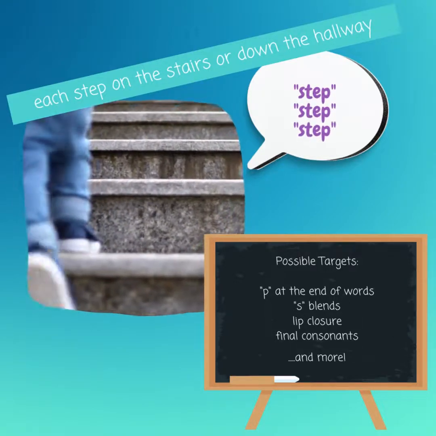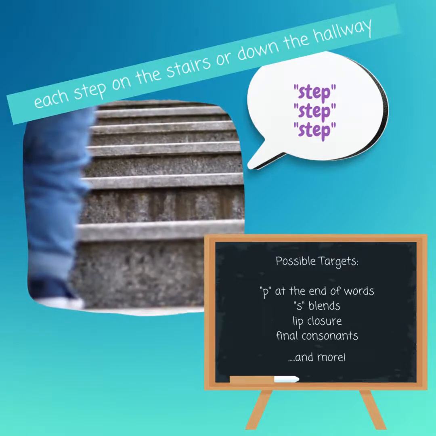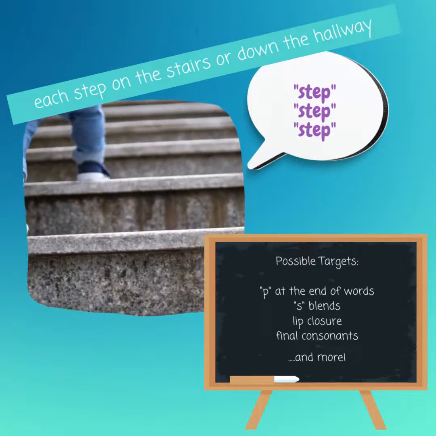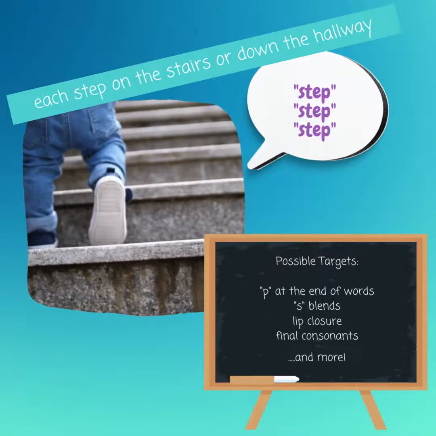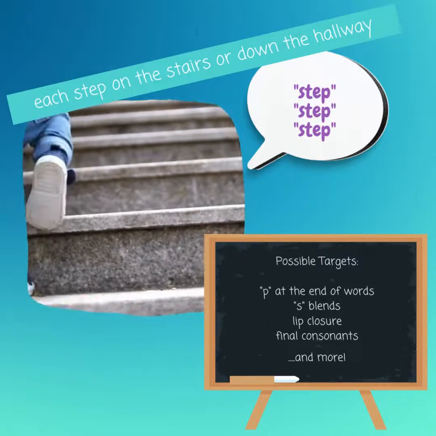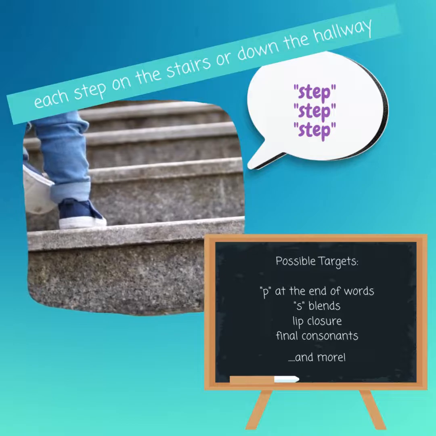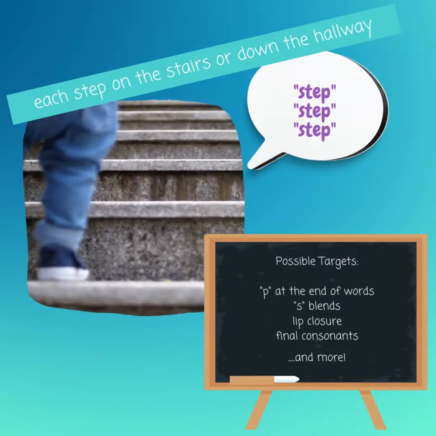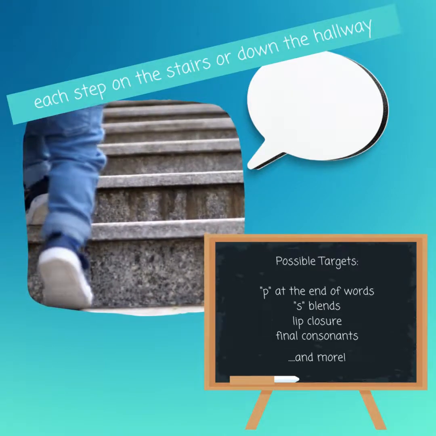But somebody else might be doing the exact same routine. They might be coming up the steps. They have 15 steps on the way upstairs to their house, so they get 15 repetitions of a speech target every single time. But they're not saying "up," they might be saying "step" because they're working on S blends, for example. They might be working on P at the end of words. They could be working on lip closure. They could be working on final consonants. It doesn't matter. We're just finding a word that works, and that's what we're targeting during a daily routine.